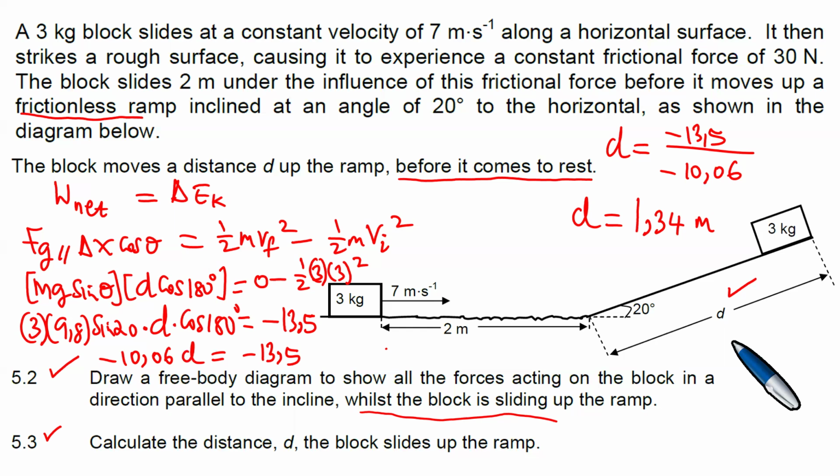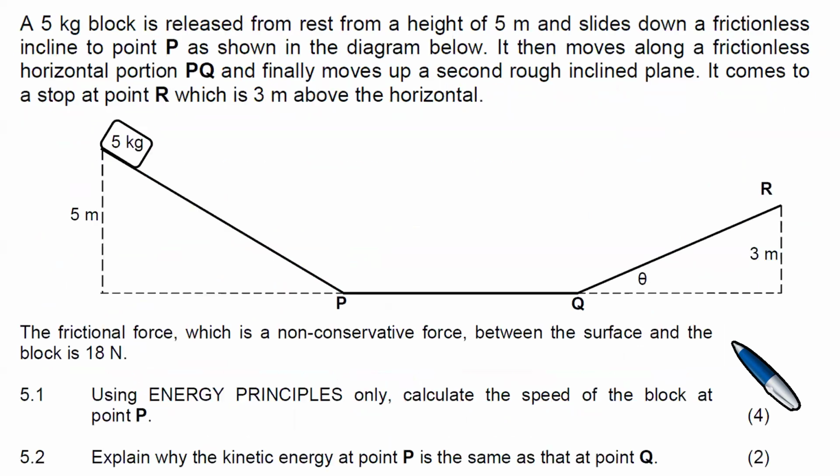We move forward to the next question. Right, in this next question, we have a block. A 5-kilogram block is released from rest from a height of 5 meters and slides down a frictionless incline to point P, as shown in the diagram below.